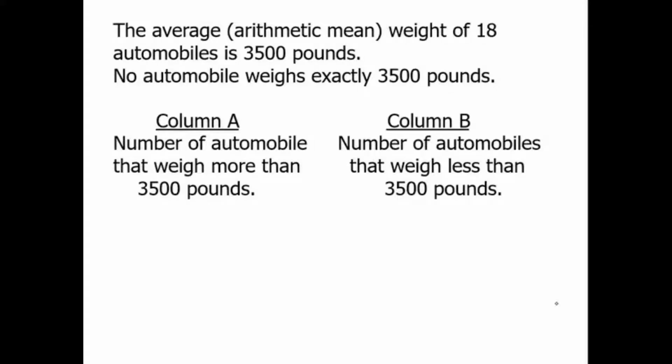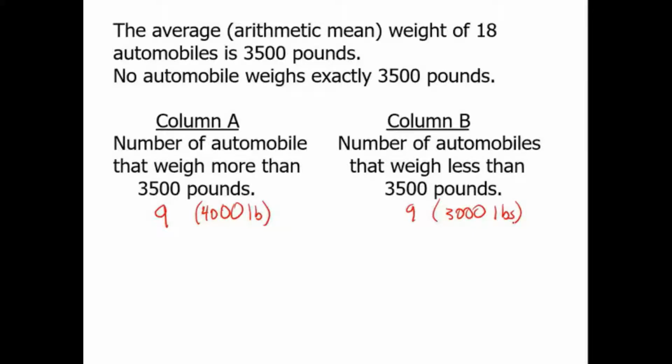The average, or the arithmetic mean weight of 18 automobiles is 3,500 pounds, and no automobile weighs exactly 3,500 pounds. And so we want to compare the number that weigh more than that with the number that weigh less than that. Well, it certainly could be true that they're equal. That is one possibility. We could have 9 that weigh 4,000 pounds and 9 that weigh 3,000 pounds. And then that average would be 3,500, and then they'd be equal. So that certainly would work.